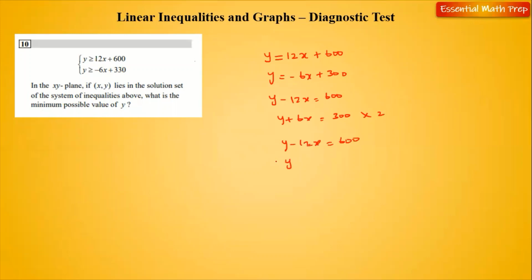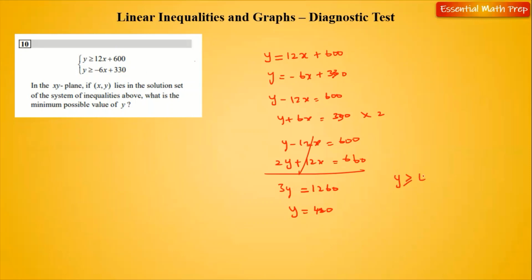Plus 2y plus 12x equals, sorry, this one is 330, so this has to be 660, right? So we simply add it. So 3y equals 660 plus 600. That's 1260, right? That divided by 3 is 420. So y equals 420. Simply get rid of the equal sign and add the greater than or equal to that appeared in both the expressions.